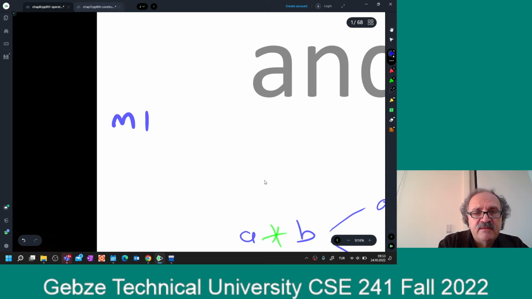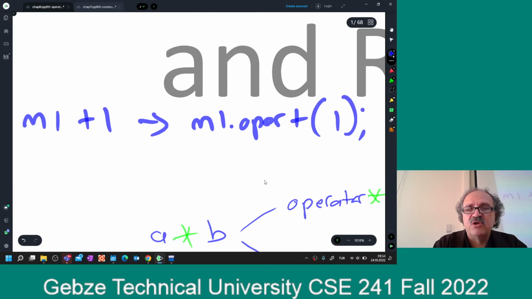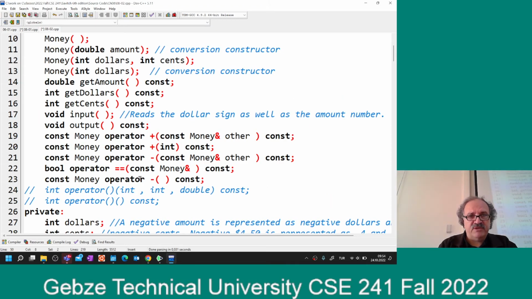M1 plus 1 means M1 dot operator plus, parentheses 1. So I overloaded this already: operator plus taking an integer, right? I overloaded it. It is this one. It works.